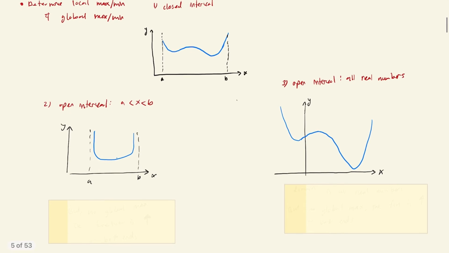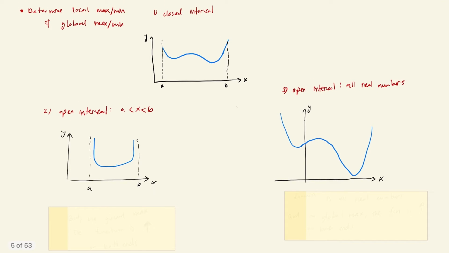Now here, let's determine where there is a local maximum and where there is a global maximum or minimum. So at 1, we have a closed interval. The closed interval here is going to be between a and b. Notice at the bottom we have a local minimum, and then in the middle we have a local maximum. Since the endpoints are included, each has to be either a local maximum or minimum. So at b we have a local maximum, and at a we have a local maximum as well.